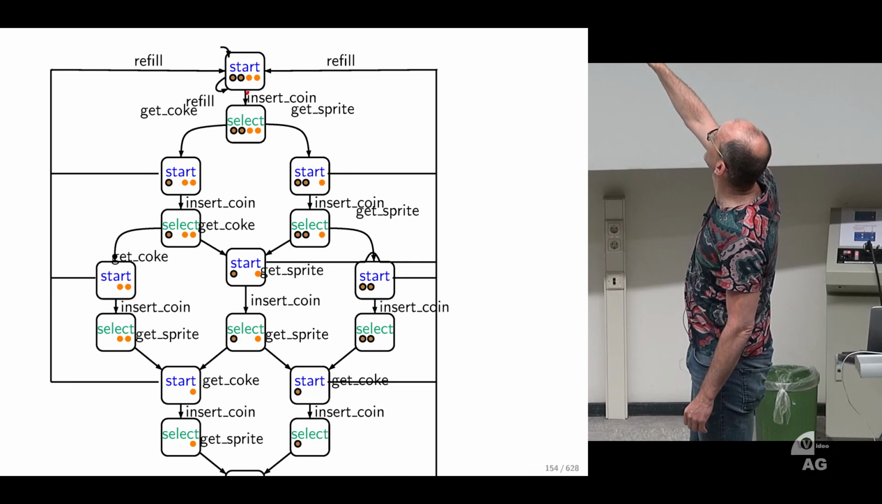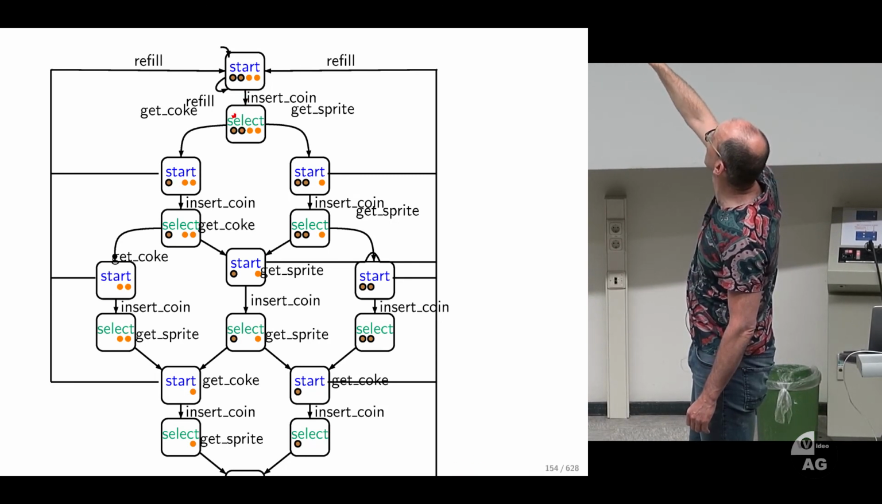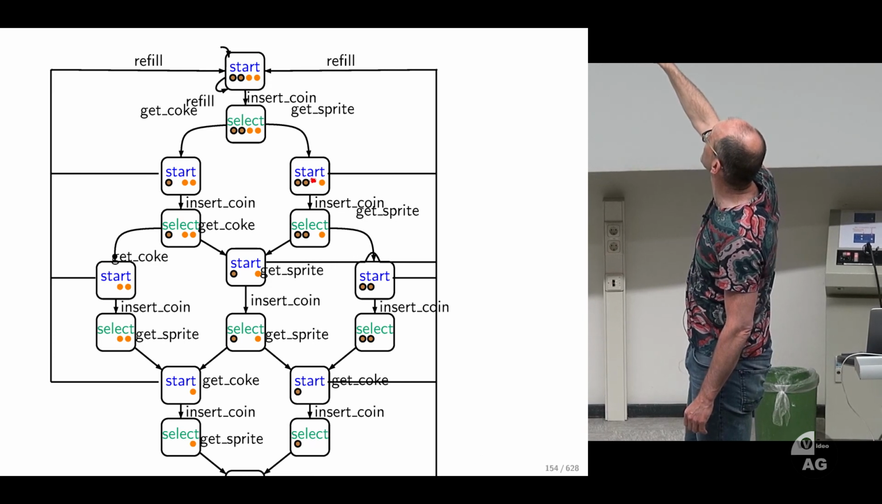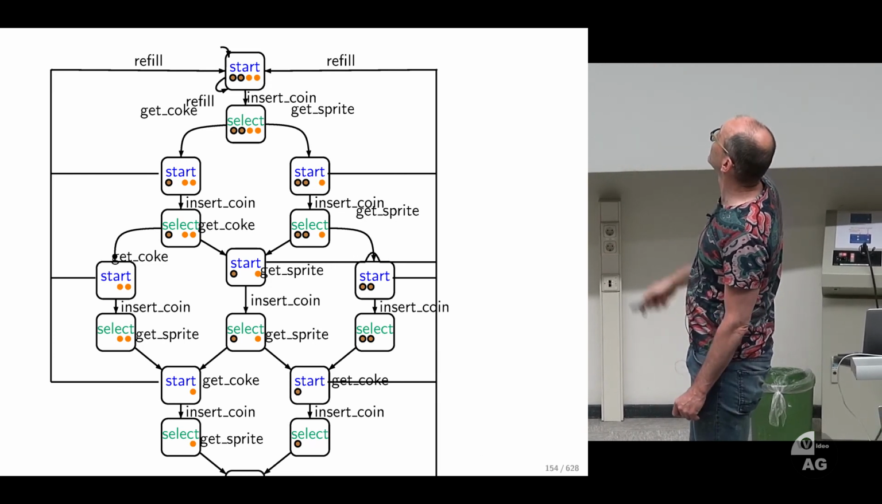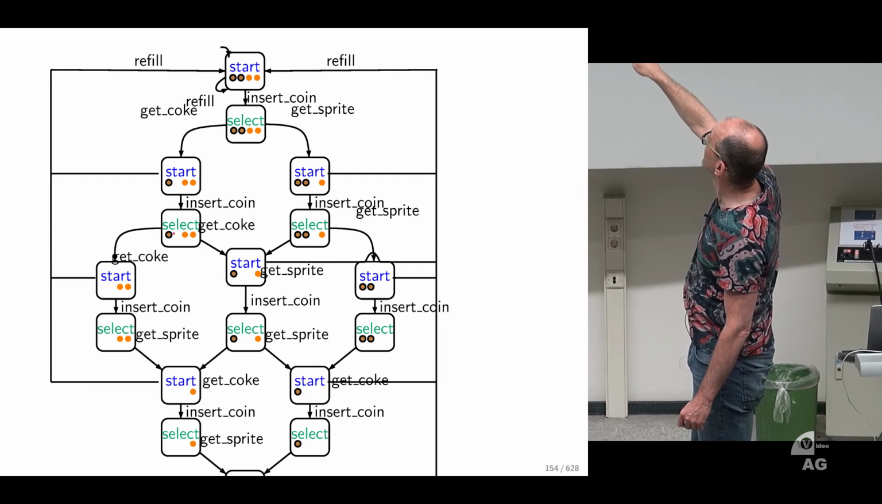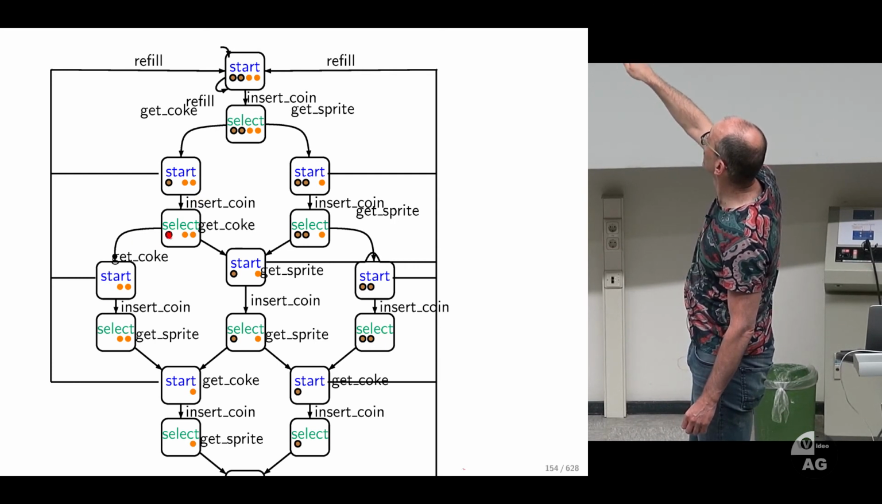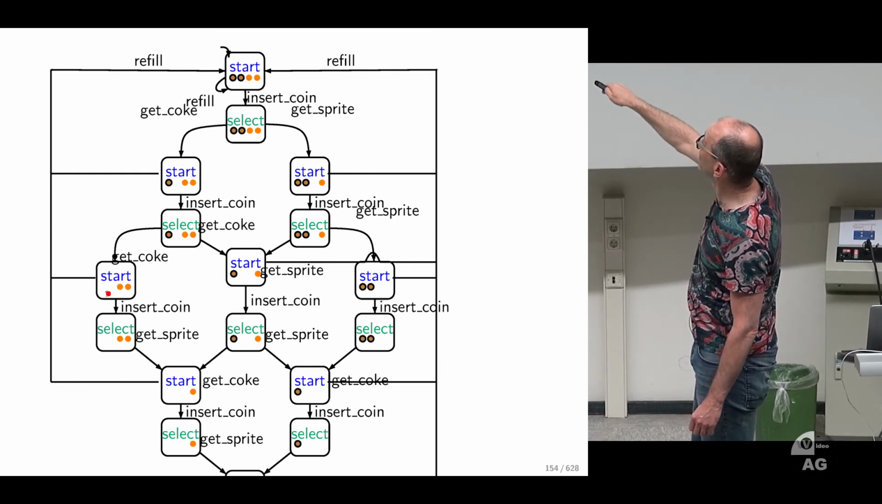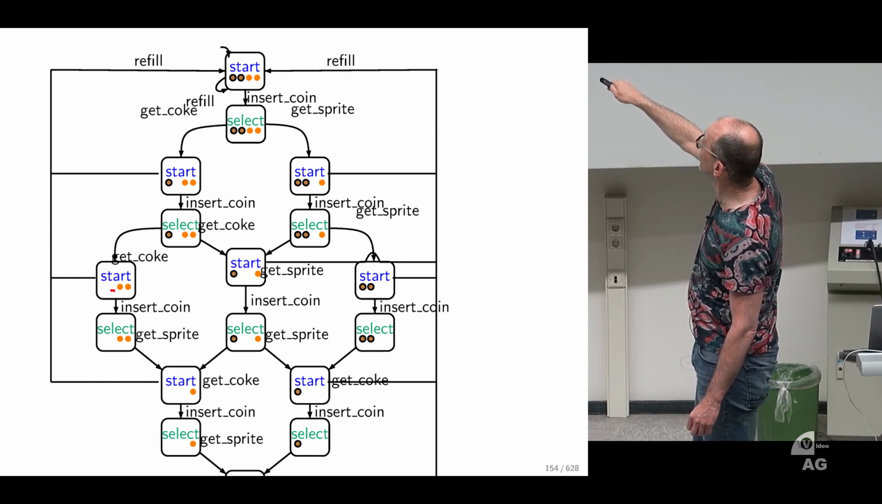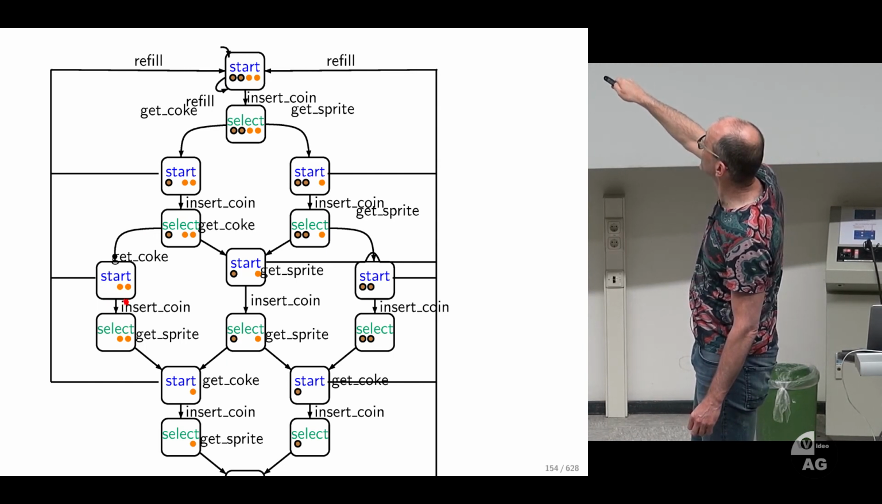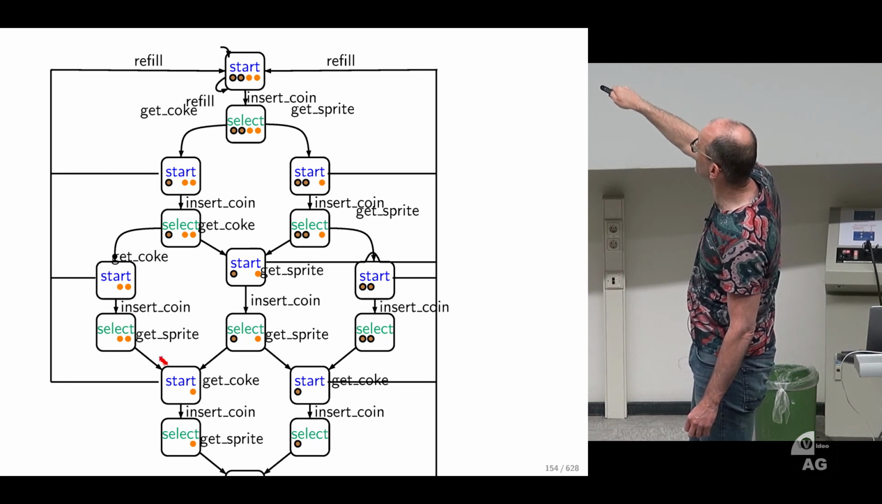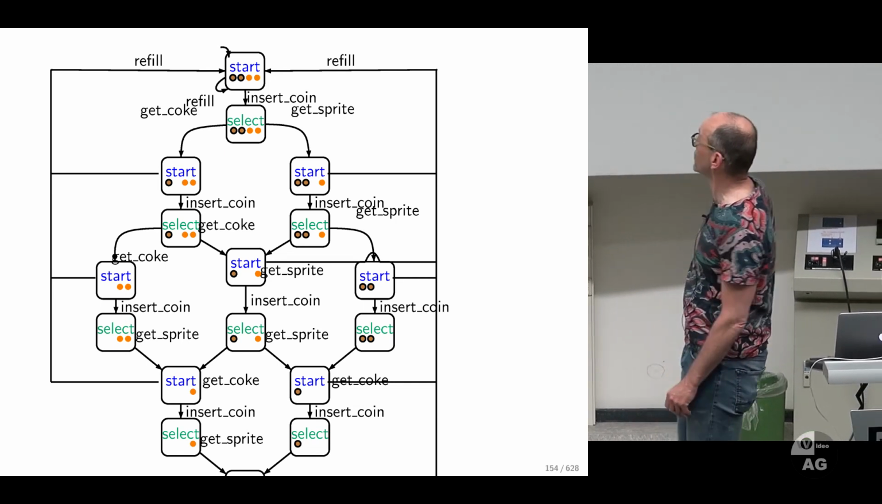You can insert a coin. Now you can either get a Coke bottle, which means 1 Coke bottle less, or you can get a Sprite bottle, which means 1 Sprite bottle less. You can then insert a coin again. Here you can still get a Coke, or get a Sprite. If you get a Coke, then you see there are no Cokes left and there are only Sprite bottles. So if you then insert a coin, the only thing you can do is get a Sprite and not get a Coke, and so forth.